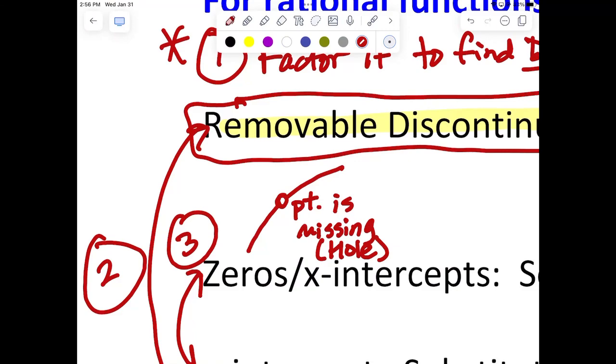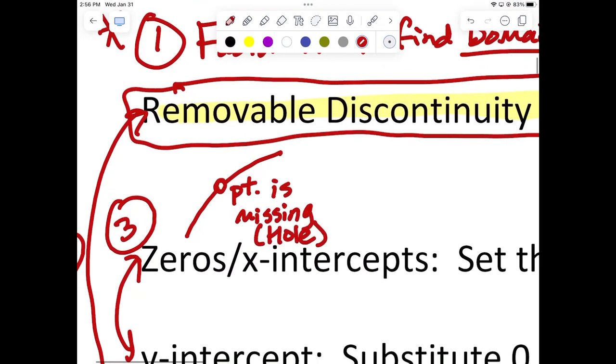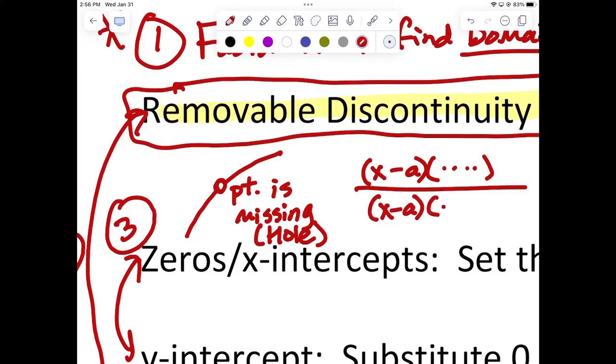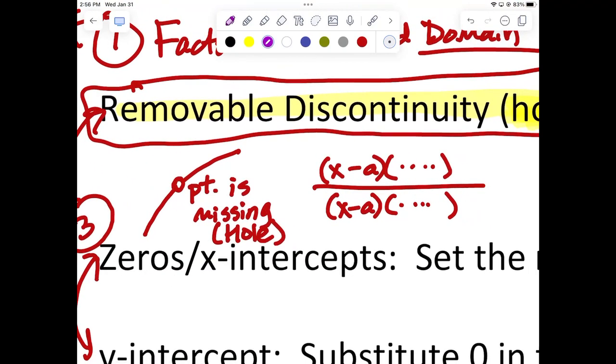If I knew the coordinate of that hole, I could plug that hole and make it continuous there again, all right? This occurs when you have the following. Let's say you had an x minus a factor in the top, and then you had other factors, whatever. They could be anything. And in the bottom, you had the same factor, x minus a again. When you have the same factor in the top and bottom, what can we do with those factors if they're both in the top and bottom? Not cancel them, but we can divide them out.